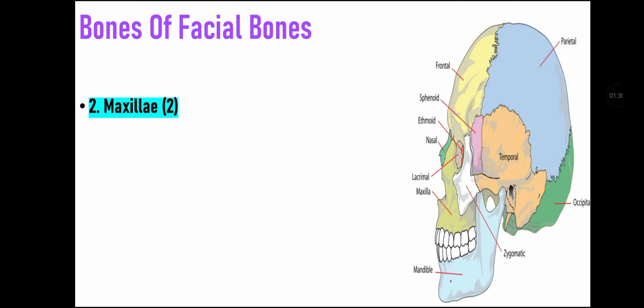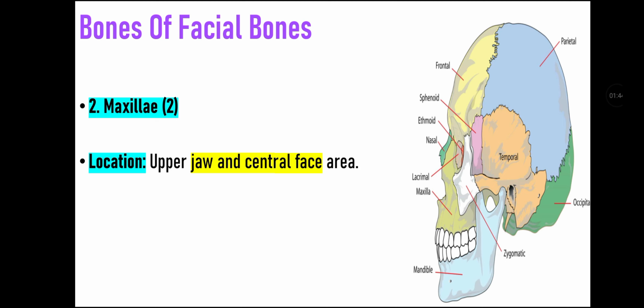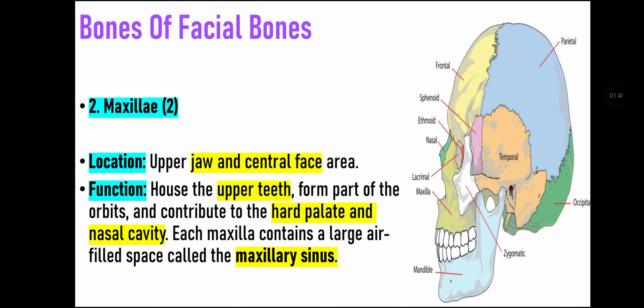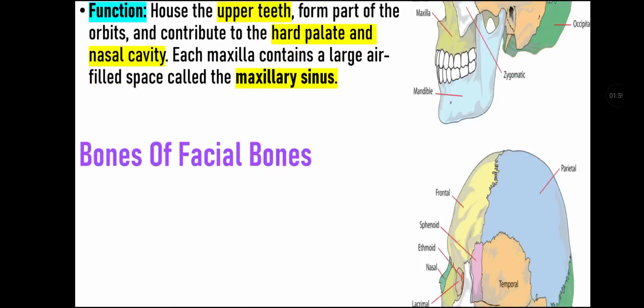Next bone in the facial bones we have is the maxilla. That is also a paired bone, that means there are two in every skull. And there you can see in the diagram the green color bone that is holding up the upper teeth is the maxilla. Its location is the upper jaw and central face area. Function: it houses the upper teeth and forms part of the orbit and contributes to the hard palate and nasal cavity. Each maxilla contains a large air-filled space called the maxillary sinus.